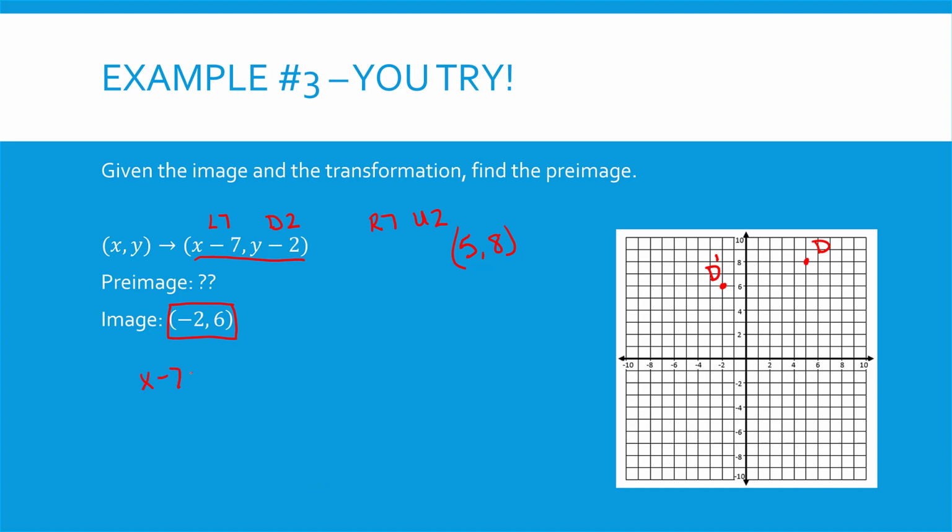You also may have taken these image coordinates and set them equal to the transformation. x minus 7 equals -2. y minus 2 equals 6. And you would still get 5, 8. So it doesn't matter if you did it with the graph or if you did it algebraically. Both ways work, and both ways get the same answer.